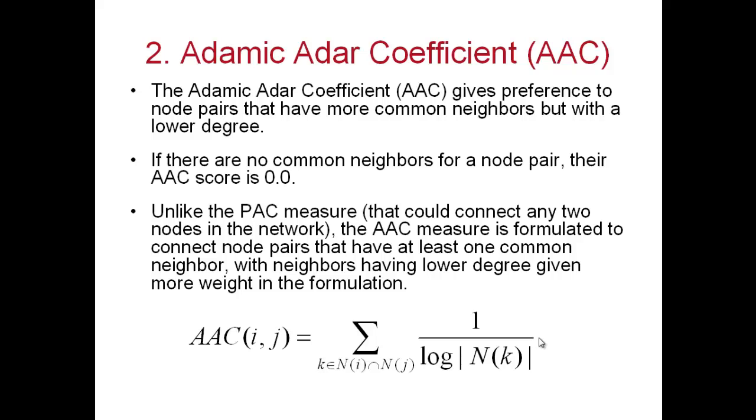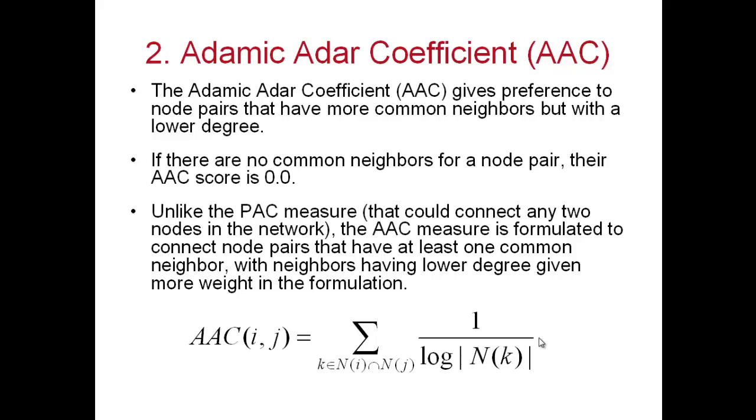So if there are no common neighbors for a node pair, then the AAC score is 0. That means in order to get a score greater than 0 for a node pair, they have to have at least one common neighbor. That is a difference between the PAC measure and this measure, because the PAC measure could predict a link between any two nodes. They need not even have a common neighbor. Whereas the AAC measure is formulated in such a way that it will predict a link between two nodes only if they already have at least one common neighbor.